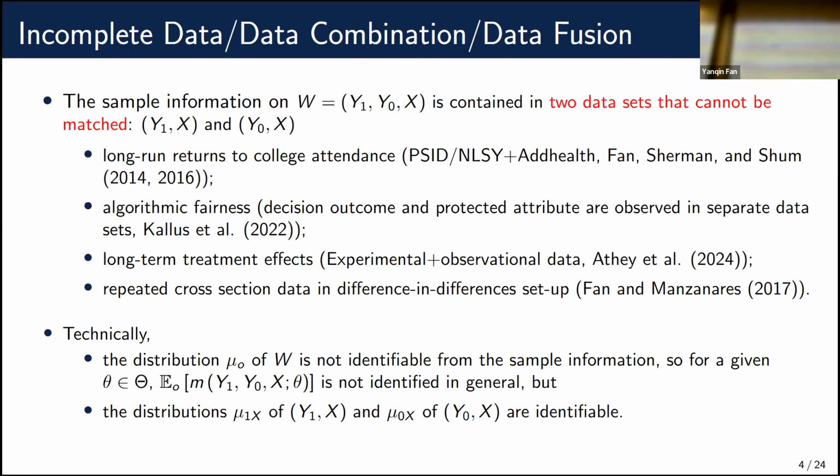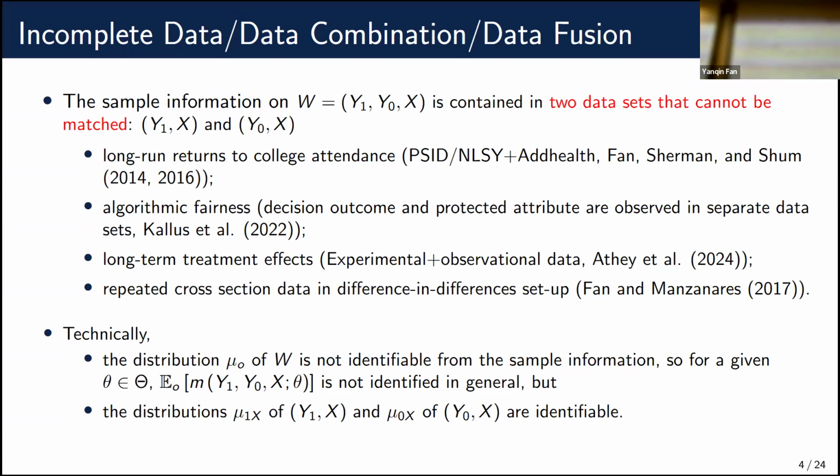Now, here is a list of examples for which indeed the data sets come in this way, two separate data sets. And what's important is that in these examples, the two data sets cannot be matched. If you have an identifier that you can use to match the data sets, then that's not a problem. But oftentimes, the two data sets cannot be matched. So let's just go through these examples.